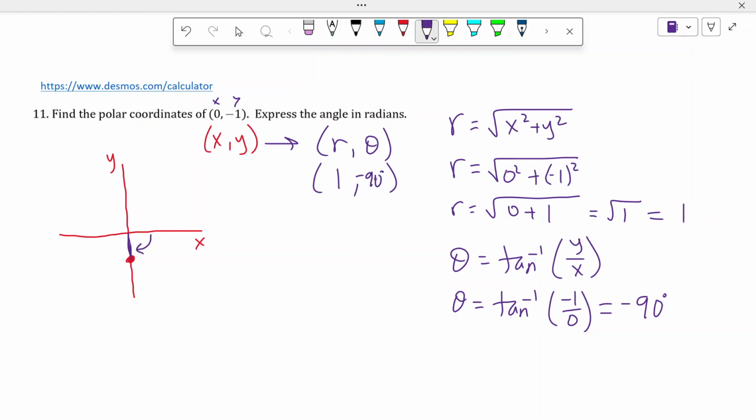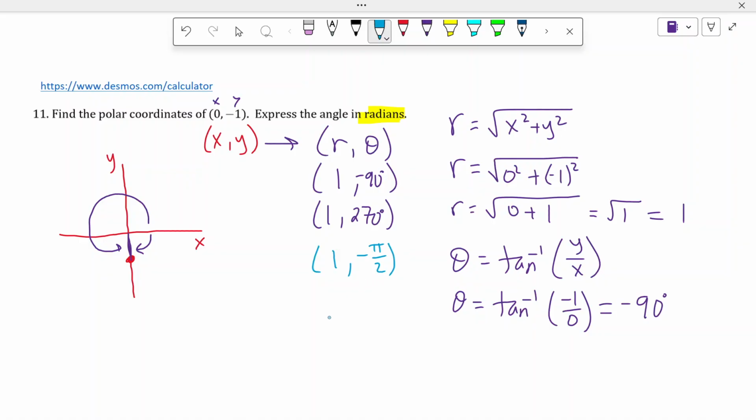So I could put that. I could also put positive 270. Comma positive 270. It's the same thing, but wait a minute. I'm supposed to do this in radians. So what would that be? So in radians, we would have the answer as 1 comma negative. Instead of 90 degrees, remember that's pi over 2.